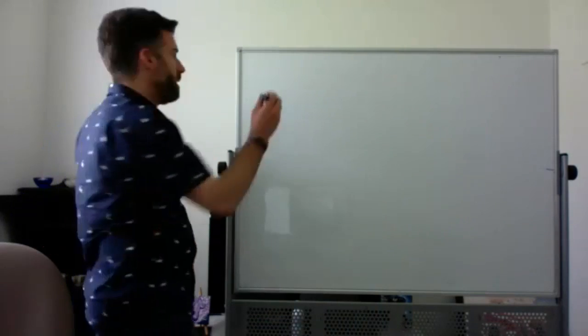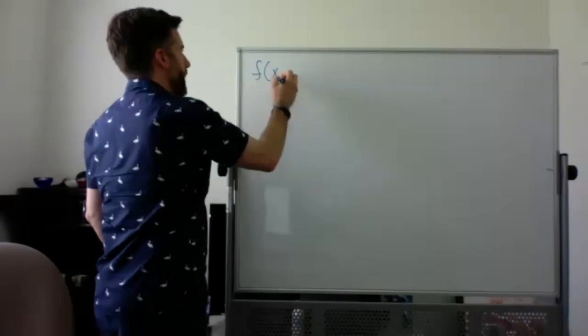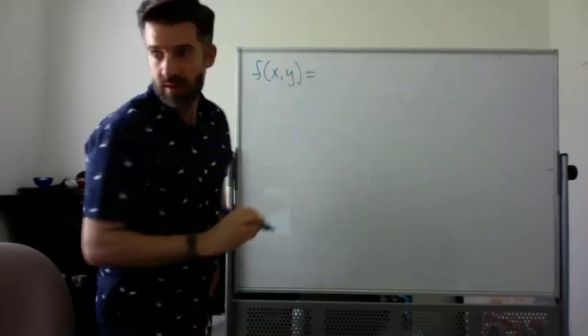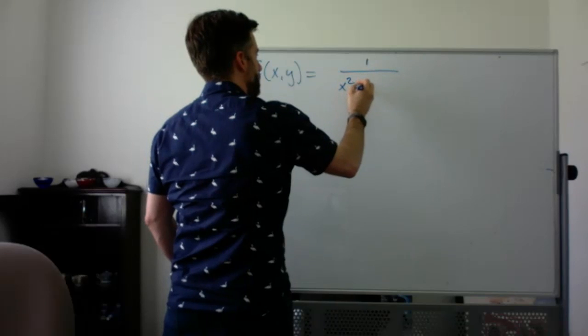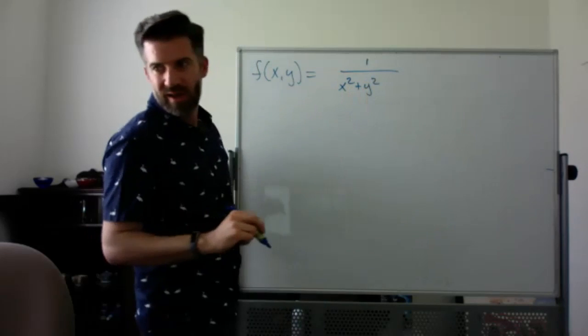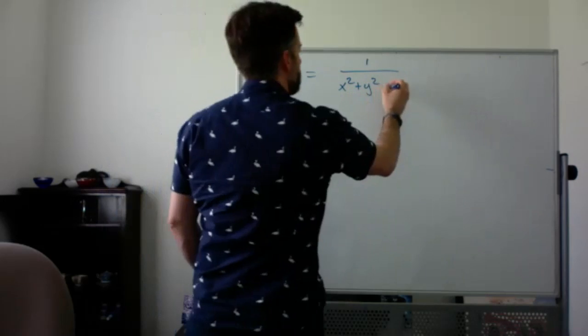So let's look at this function. F of x comma y is equal to 1 over x squared plus y squared plus 1.